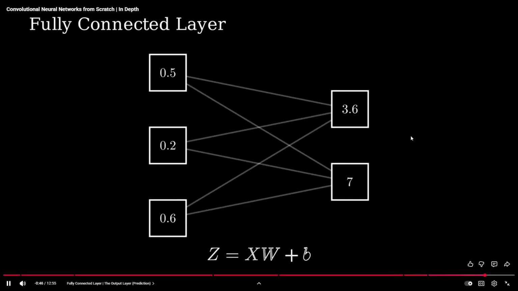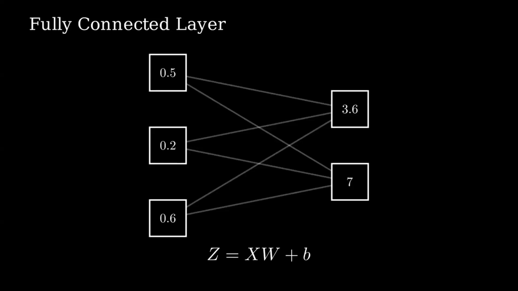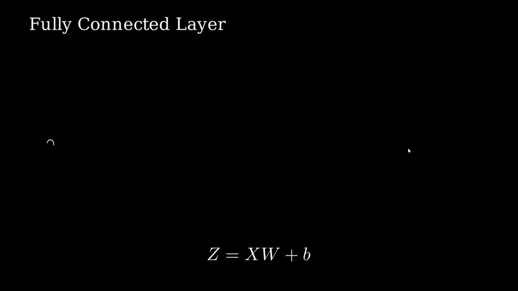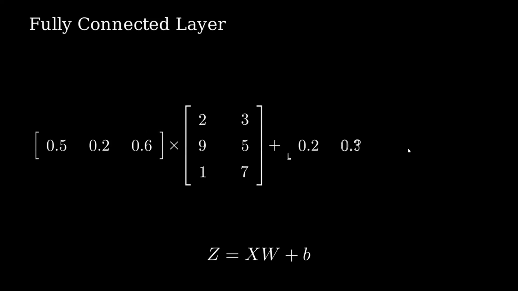So, here is the formula. The output matrix Z, which in our case would be 3.6 and 7, is defined as the matrix multiplication of the input nodes times the weights plus the bias terms. Now, you could add an activation such as ReLU or sigmoid, etc. to this output, but this wasn't done in our model as this was the last layer.